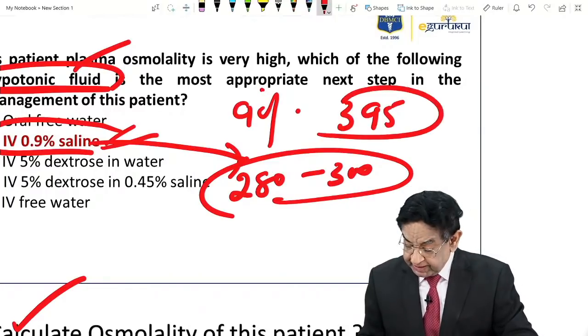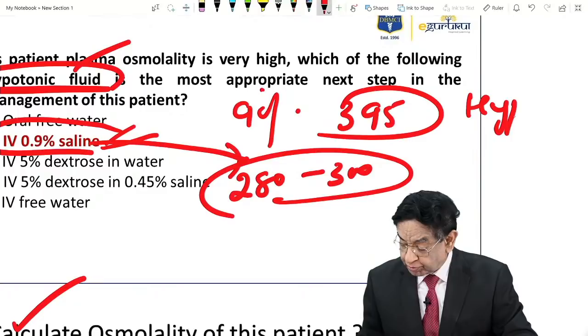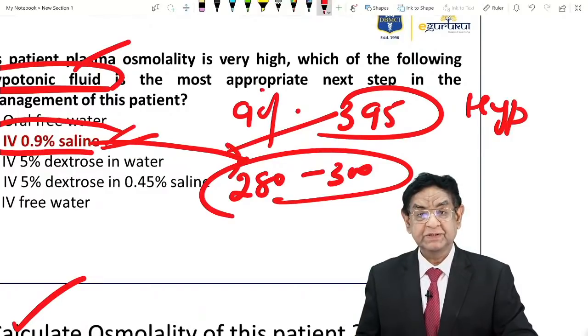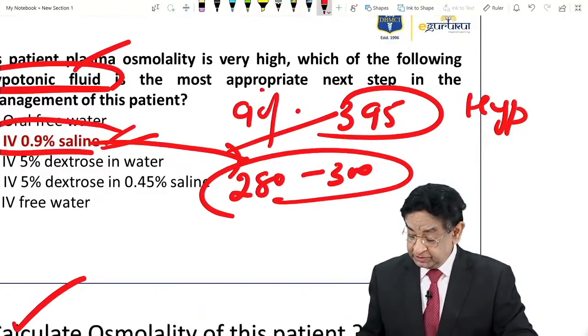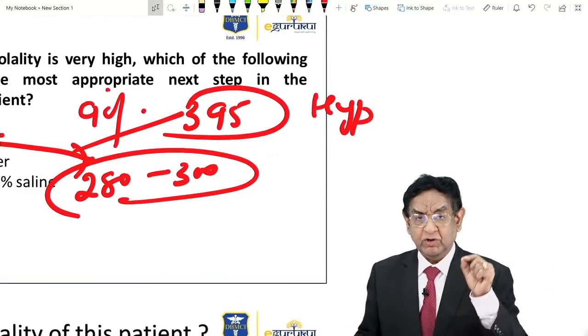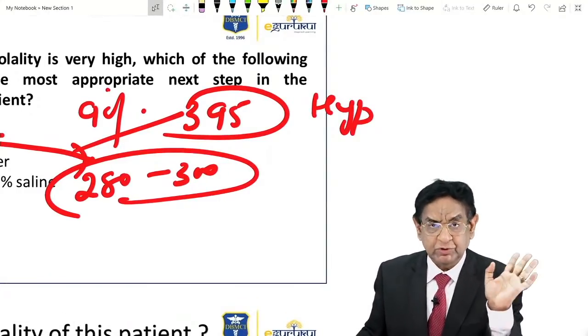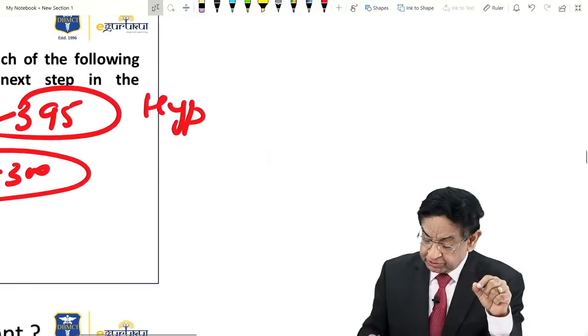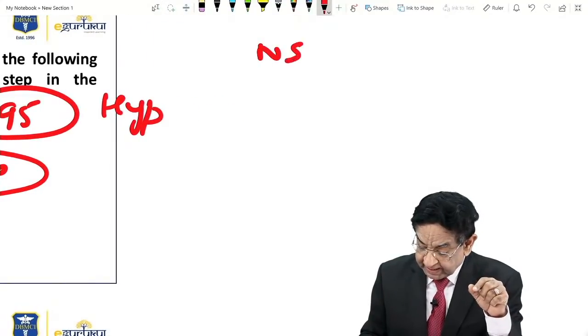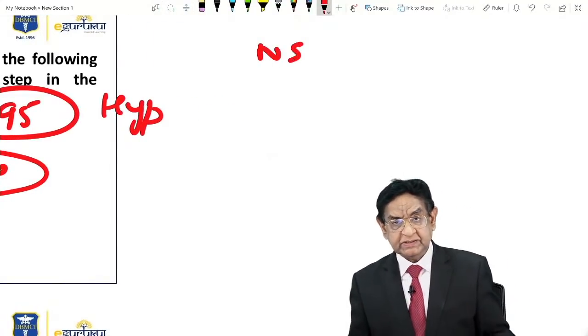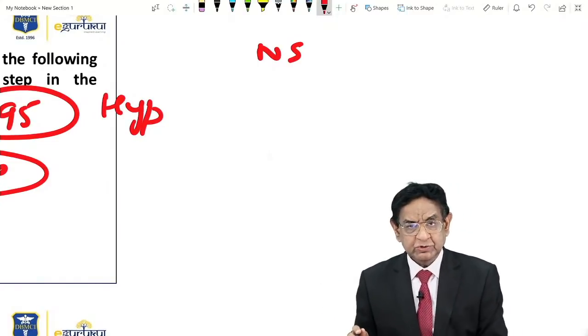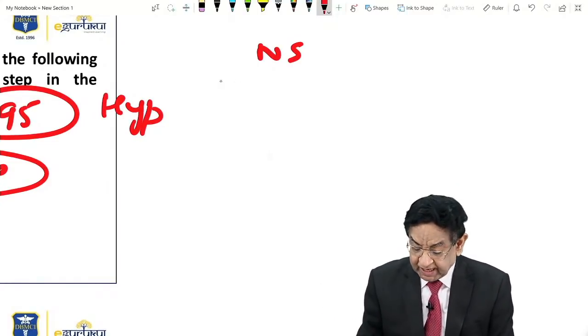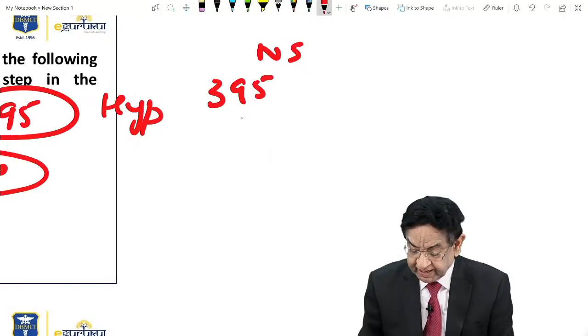But when it is 395, it becomes hypotonic to this. Got it? So we keep on giving normal saline, of course with insulin also, no need to say, sugar high. So initially we give normal saline. I will just talk about saline, not about insulin. So I give saline, and now the plasma osmolality 395 we calculate.